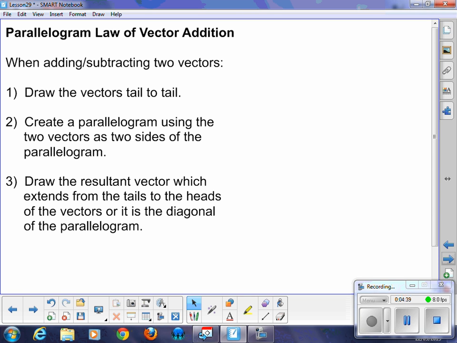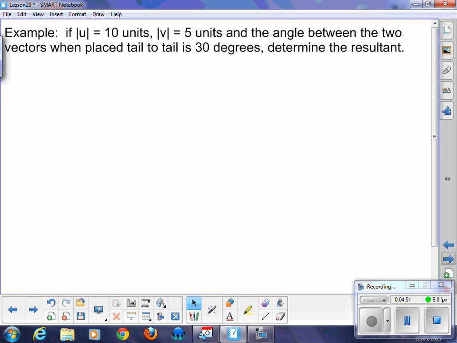Triangle law and parallelogram law are really the same thing, but sometimes parallelogram law will help people that visually can't see it. So if you need assistance, I will introduce you to parallelogram law in class if I feel like it's a situation that you need it for. Okay? So if you're struggling with this and I see that you're struggling, I am going to show you this other method.